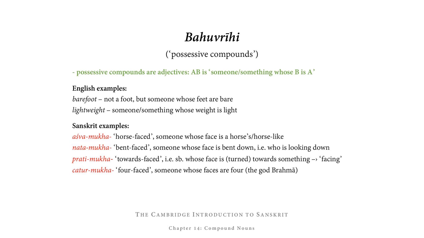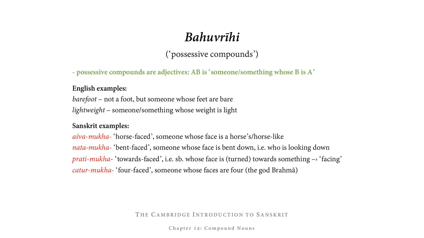Sanskrit has many examples of these. Of mukha, which means face, we get, for example, ashwamukha, meaning someone whose face is a horse's, is horse-like, someone who has a face like a horse. Natamukha, someone whose face is nata, is bent. So someone who is bent-faced, someone whose face is bent down, i.e. someone who is looking down.